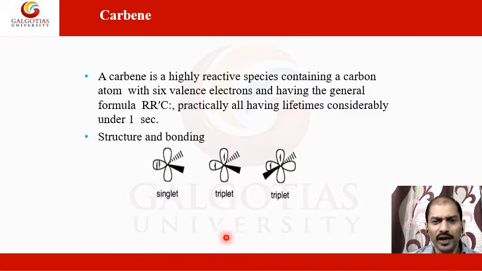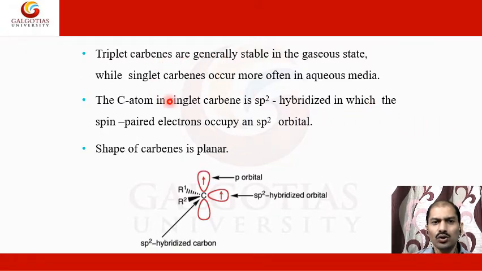Because triplet carbenes are free radicals, electron spin resonance techniques, generally called ESR, can be very useful to identify them. These are the detection methods. We have already discussed that the carbon atom in a singlet carbene is sp2 hybridized, so you have to keep in mind what kind of hybridization is there. It has a planar shape, with the sp2 hybridized carbon and a p orbital, having this kind of electron arrangement in the case of triplet carbene.